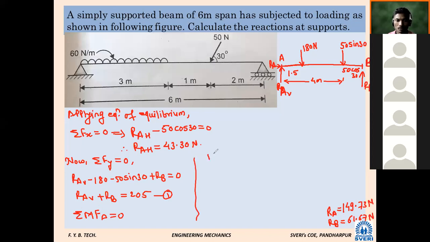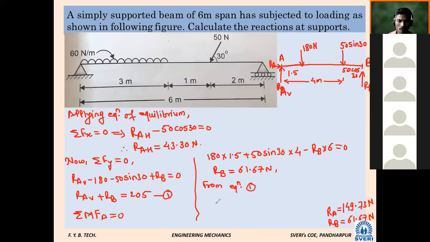So these two forces will not come. 180 into 1.5 plus 50 sin 30 into 4 minus RB into 6 equal to 0. So RB is 61.6. Then from equation 1, RAV, how much is RAV? 143.33.